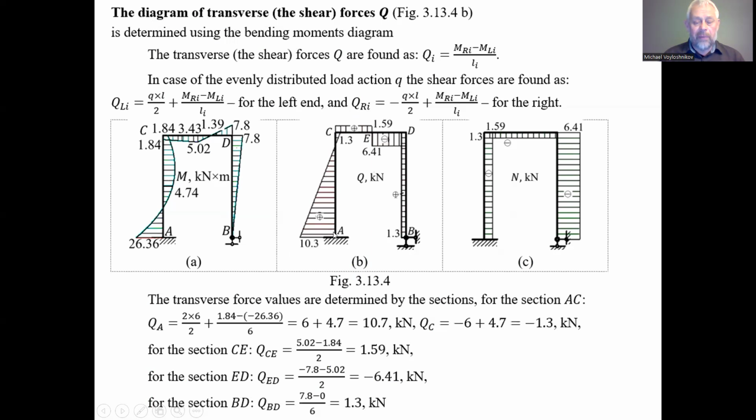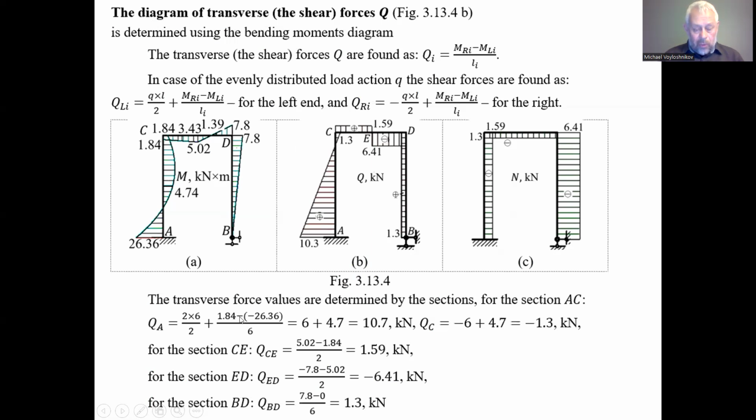We can use this if we rotate this stand to the horizontal position. So this will be the left end and this will be the right end. For the left end, we have the formula for determining the magnitude using the diagram of the bending moment under distributed load: intensity times L divided by 2, plus the difference of the moment at the right end of the bending moment diagram, 1.84, minus the magnitude at the left end, 25.64, divided by the length, 6 meters. So we have the magnitude of the shearing force at point A, the left point, assuming the rotation of this element to the horizontal position.